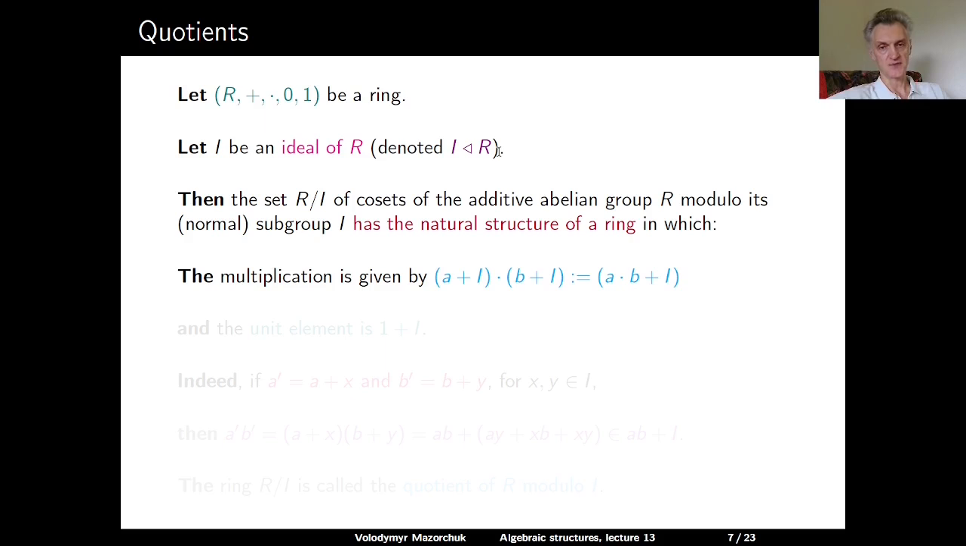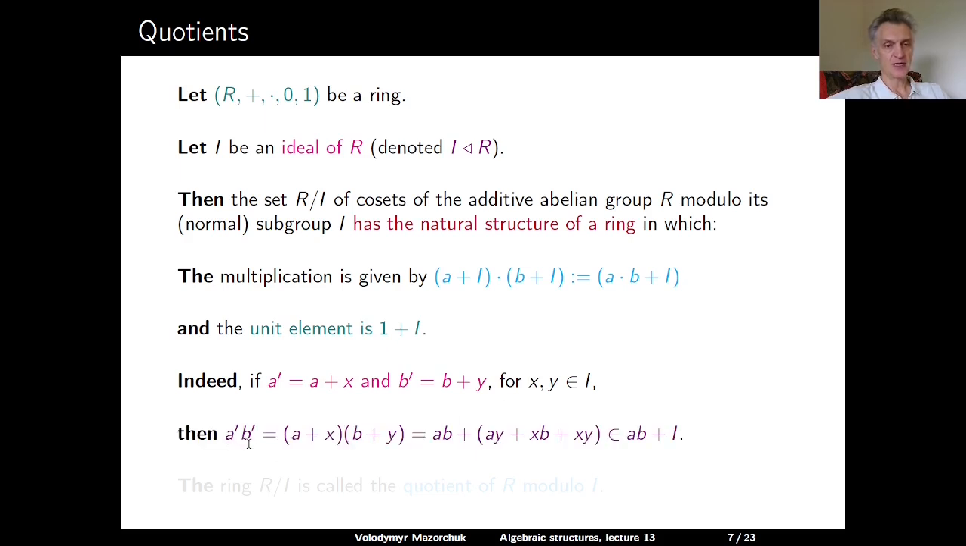defining it using representatives. So the class A plus I times the class B plus I is by definition the class A times B plus I. And the unit element in this ring is the coset which contains 1, so it's 1 plus I. In order to check that this is well defined, let's take A prime and B prime, the elements such that A prime belongs to A plus I and B prime belongs to B plus I. So A prime is equal to A plus X for some X in I, and B prime is equal to B plus Y for some Y in I.